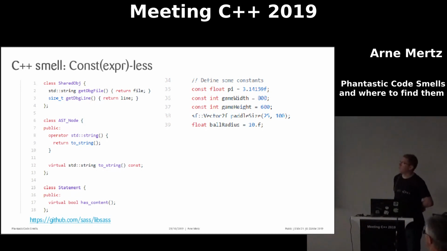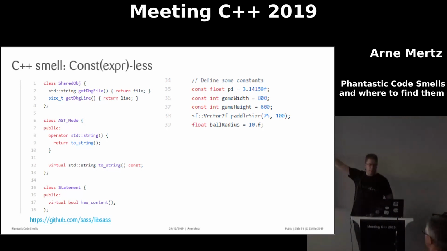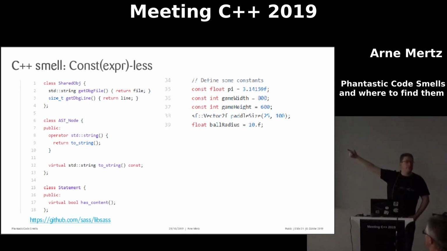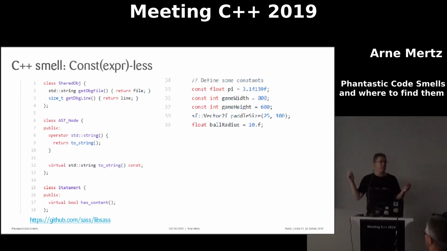But what's the problem here? If you look at the right block of code here, we have some hints. Well, pi is a constant, the width of the game is a constant, the height of the game is a constant, the size of the pedals is not a constant. Why not? The radius of the ball is not a constant. Why not?